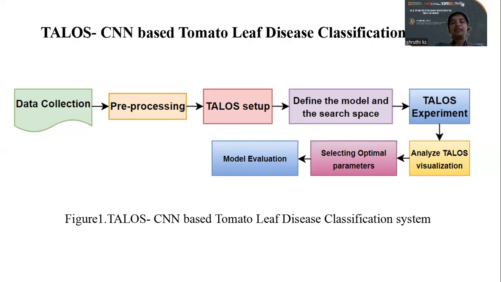Once the definition of the search space is over, we need to conduct the experiment. After the experiment, it provides the visualization of all possible combinations. Among all possible combinations, we need to select the best one. The combination which provides the best validation accuracy and the lowest validation loss is the best hyperparameter combination. This completes the evaluation of the model.